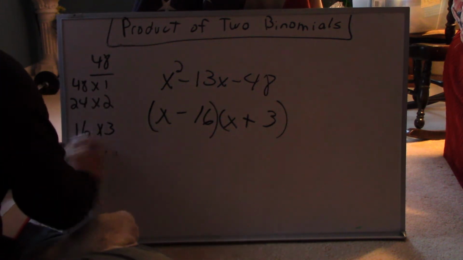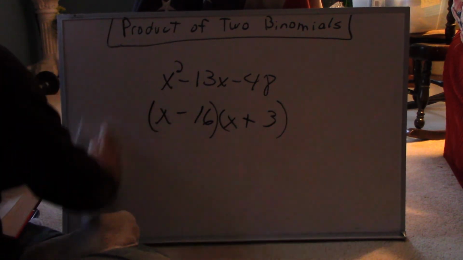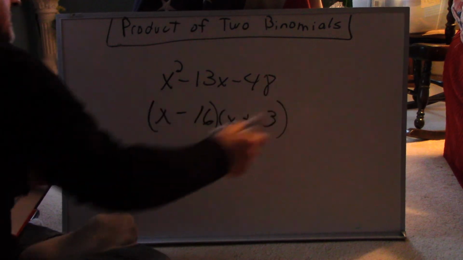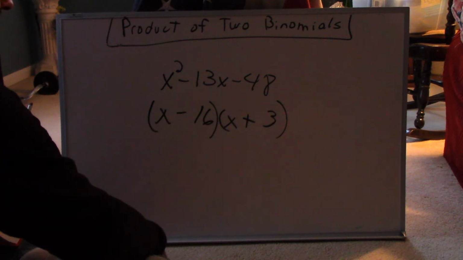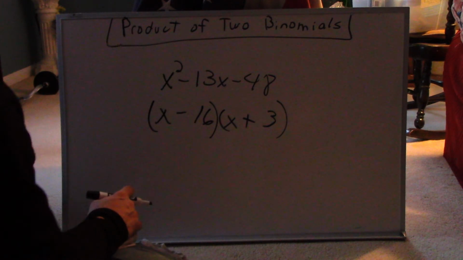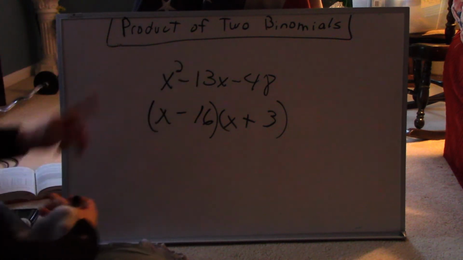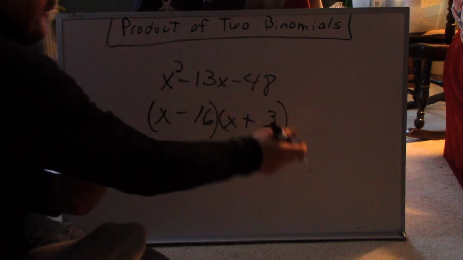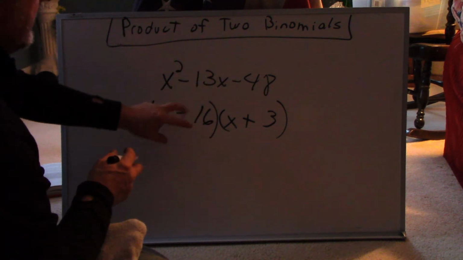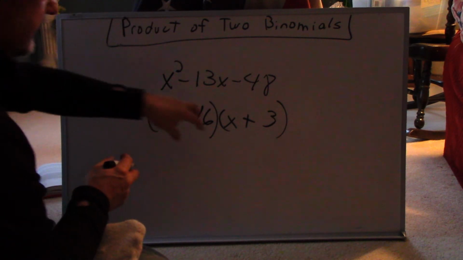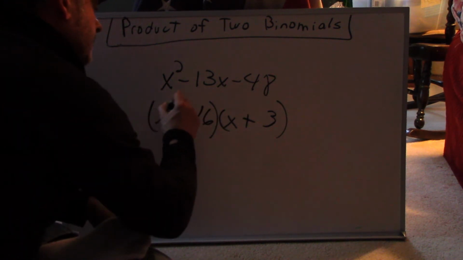You know what? I'm going to end this video in a minute, but let me just do this. How about I just foil this, right? Let's just foil this and see if I get back to here. Watch. So when we foil, basically we take the x, distribute it, take the 16, distribute it, negative 16 and distribute it. So I'm going to do the x first.